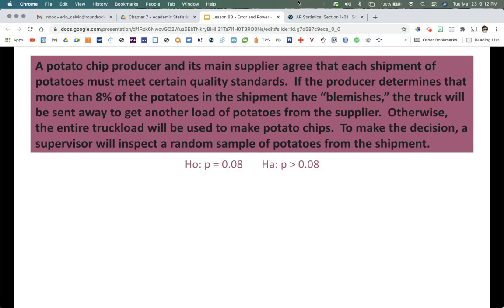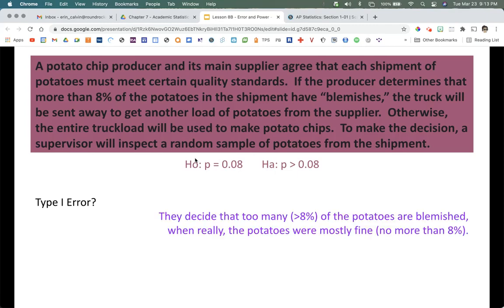So let's talk about type 1. Type 1 error, we reject the null. We say no, we think the alternate is true. So we conclude, based on our sample, that more than 8% of the potatoes in the shipment have blemishes, but in reality, the null was true, and it was 8%, maybe even less. So we decided that too many of the potatoes are blemished. We send the potato truck back, but actually the potatoes were mostly fine.